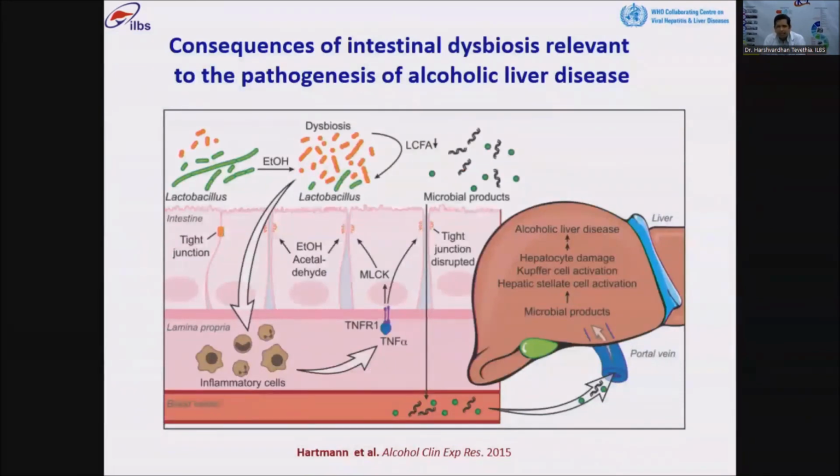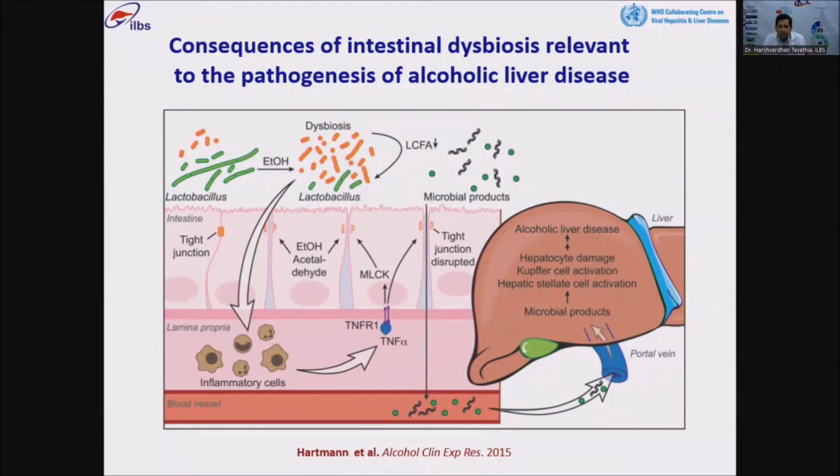Now, coming to an important aspect, which is intestinal dysbiosis. As I've been talking about inflammation and infections, a common thing which is now being seen in cirrhosis in general is the role of intestinal dysbiosis. That is the barrier function which is there in our own body. So when you look at an alcoholic liver disease patient, you see that this patient has hepatocyte damage, Kupffer cell activation and hepatic stellate cell activation.